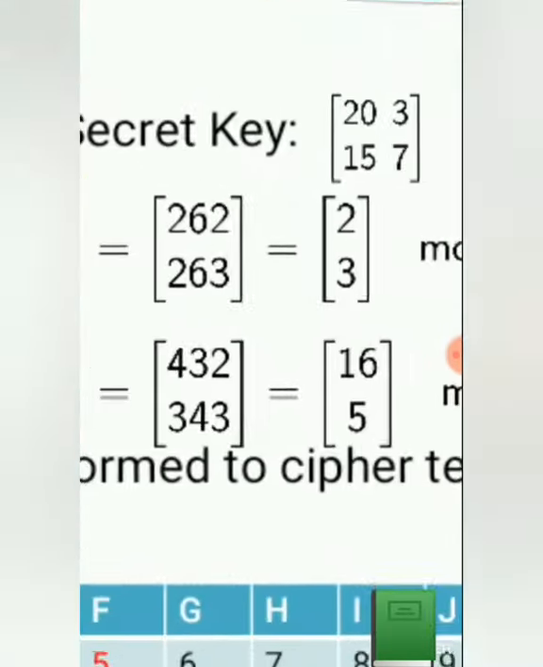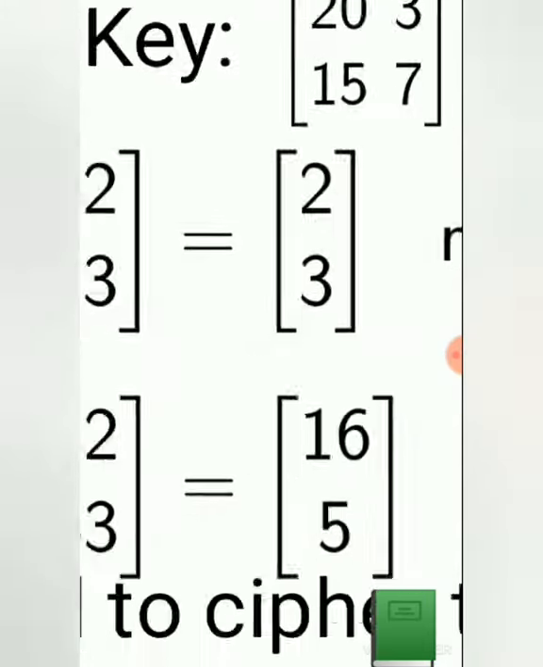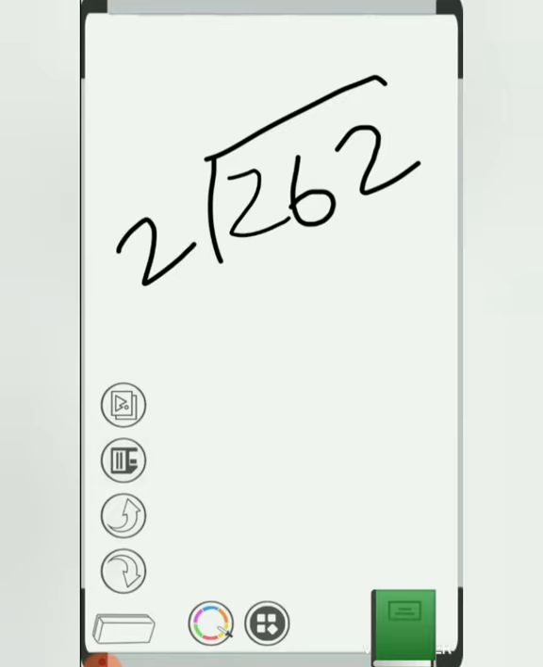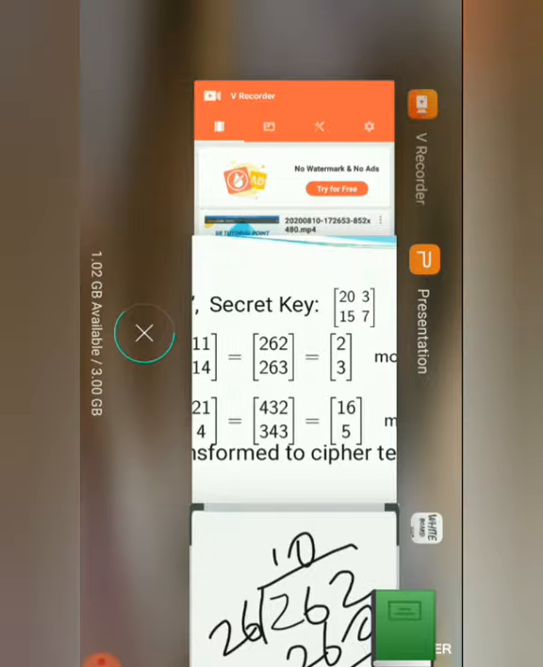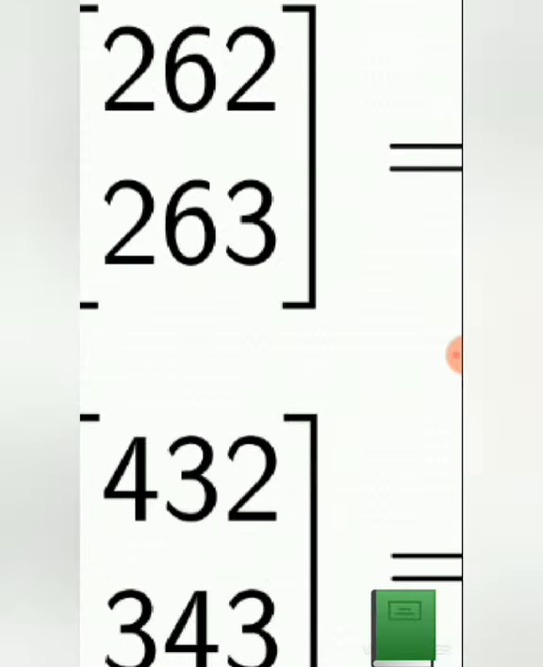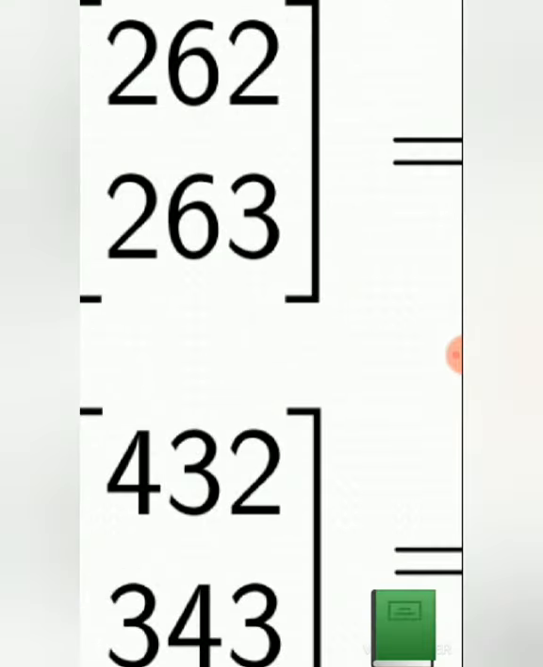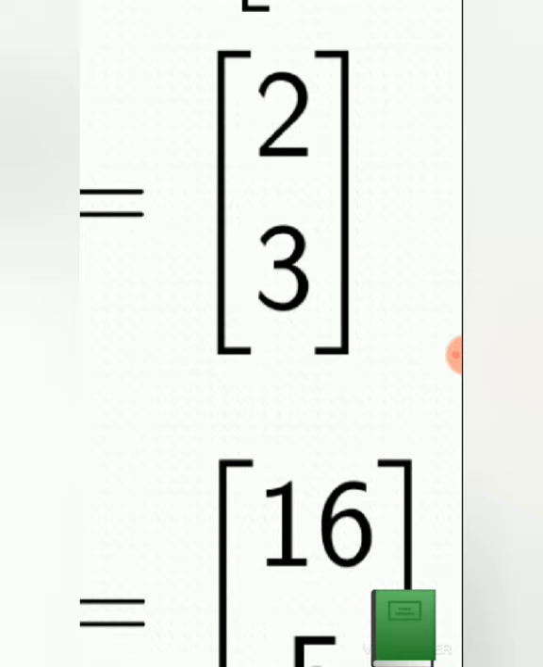How can you reduce this mod value? 260 plus 2 is 262, and how do you get 2 mod 26? How much do you get? 10 times 26 is 260, and the remainder will be 2. Then substitute this 2 value here. Like that, 263 divided by 26 gives remainder 3. The remainder will be 3.